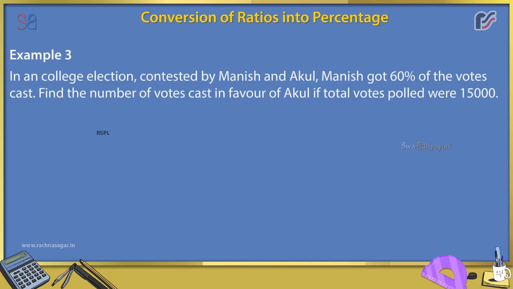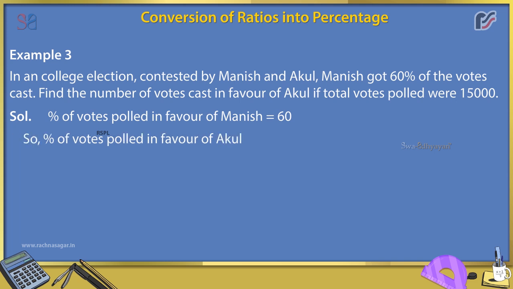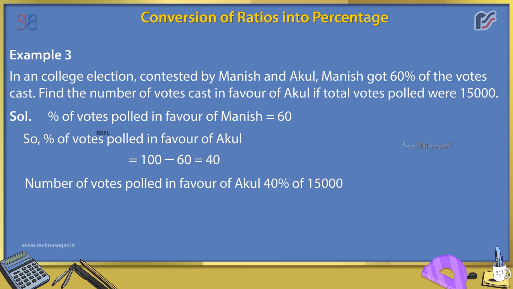Example 3. In a college election contested by Manish and Akul, Manish got 60% of the votes cast. Find the number of votes cast in favor of Akul if total votes polled were 15,000. Solution. Percentage of votes polled in favor of Manish is equal to 60. So, percentage of votes polled in favor of Akul is equal to 100 minus 60, which is equal to 40. Number of votes polled in favor of Akul, 40% of 15,000 is equal to 40 by 100 into 15,000, which is equal to 6,000.